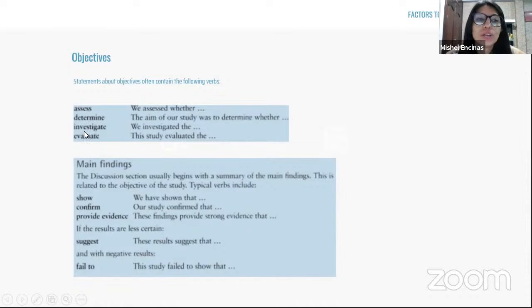Again, we can also use "investigate." For example, we investigate the topic we're talking about. Okay, welcome, Vanya. Then we can also use "evaluate." I know this is almost a synonym, but you can use this word, for example: this study evaluated, and you explain what was evaluated in this investigation.